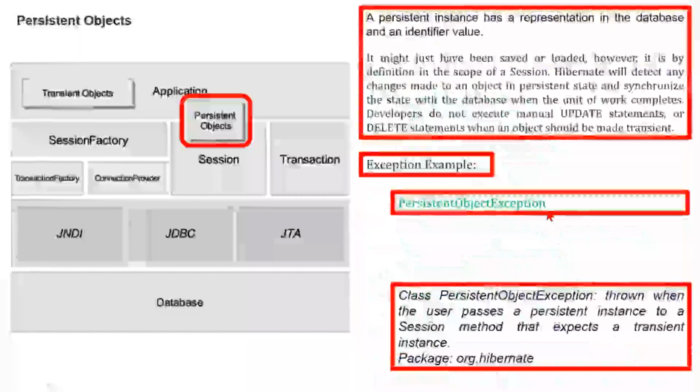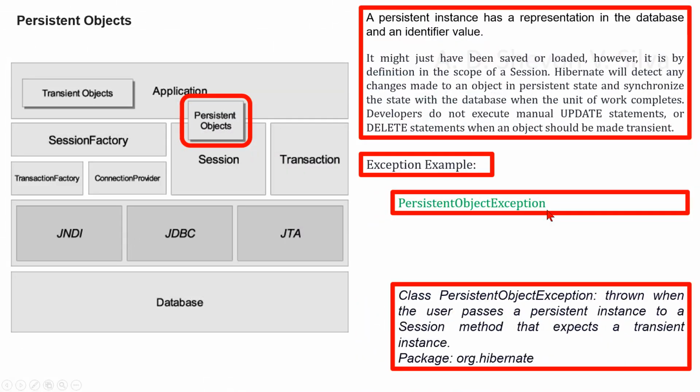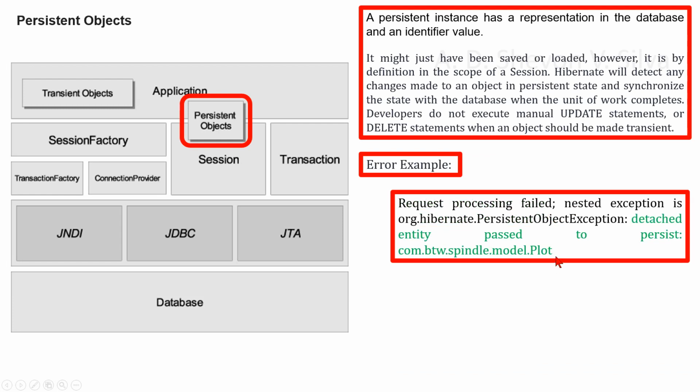As an example, we can consider the class PersistentObjectException, thrown when the user passes a persistent instance to a session method that expects a transient instance. This class is in the org.hibernate package. As an error example, we can consider this detached entity passed to persist, com.bwt.spindle.model.plot.